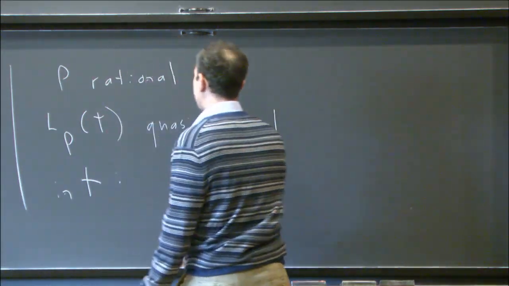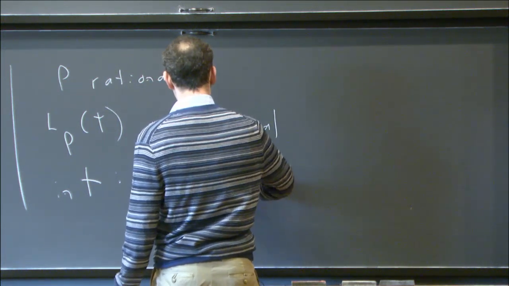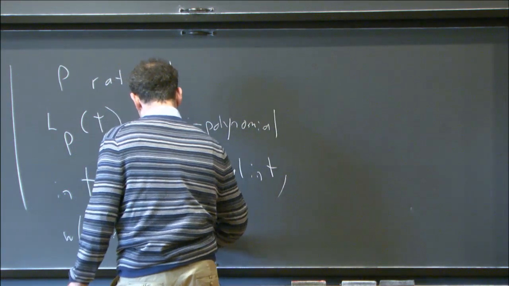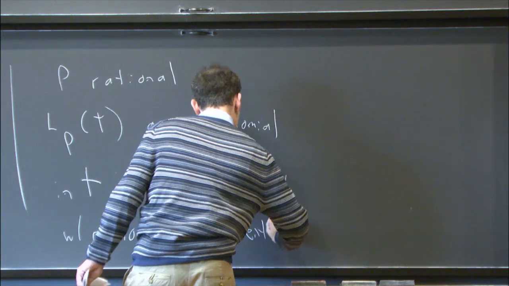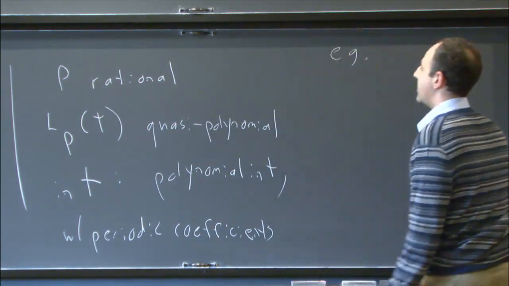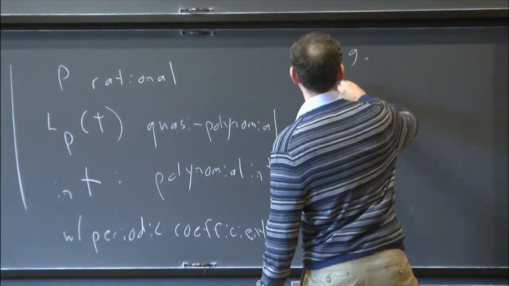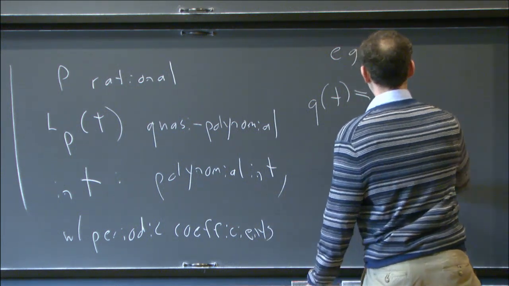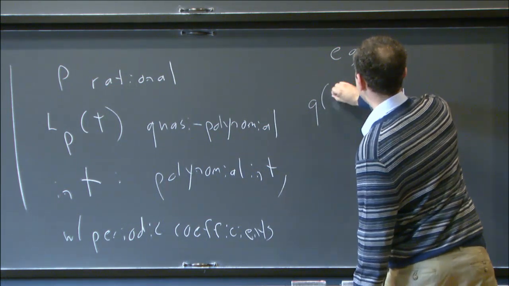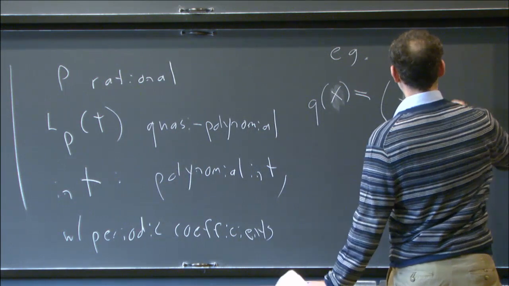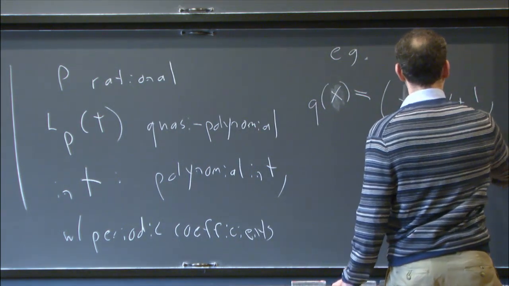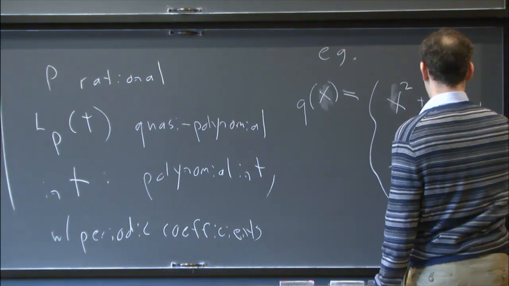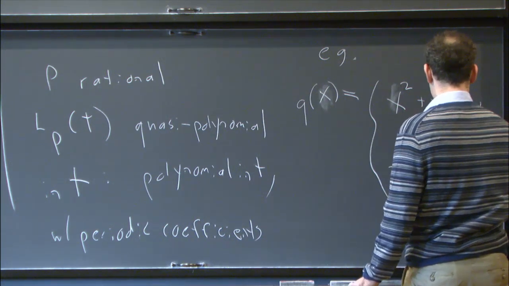Okay, so what does that mean? That means that it's a polynomial in T, but with periodic coefficients. For example, just to give you an example of a quasi-polynomial, I could have something that looks like Q of T, and it's going to be a bunch of polynomials determined by the congruence class of T mod some integer. I'm going to call it Q of X because my T's seem to be confusing people, especially with the plus signs. So it could be, say, X squared plus X plus 1 if X is congruent to 0 mod 2. And then I'm allowed to have different coefficients if X has a different equivalence class. So it could be 3x squared plus X plus 1 if X is congruent to 1 mod 2.